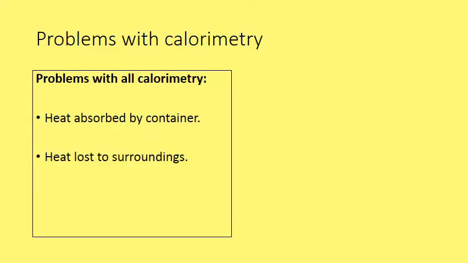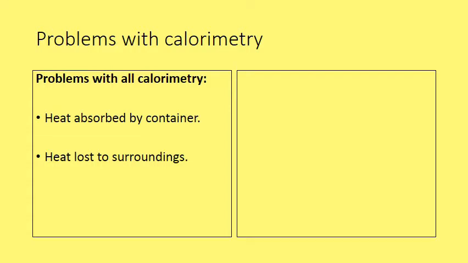And of course you're always going to lose heat to the surroundings. You can use some pretty fancy equipment and make sure you lose less heat to the surroundings, but as you'll find when we do the experiment in class, we lose a massive amount. Over half of the heat produced goes to the surroundings. In industry they can get that down to 1% or less of heat being lost to the surroundings, so we need to consider that as well. So those are the two main problems that are consistent with all types of calorimetry.